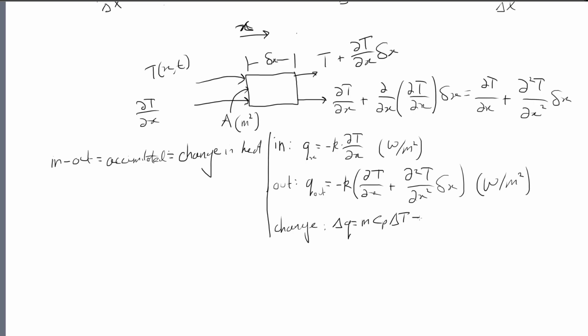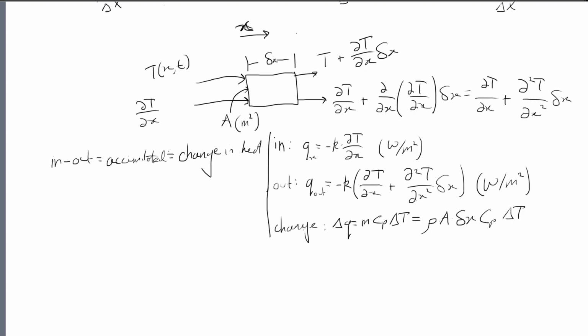Now, we can rewrite this as the density multiplied by the volume. That's going to give us our mass. So the density multiplied by the volume, because we defined the area as A, the volume is going to be A multiplied by small delta x. So that's m, our mass term. That's multiplied by Cp delta T.